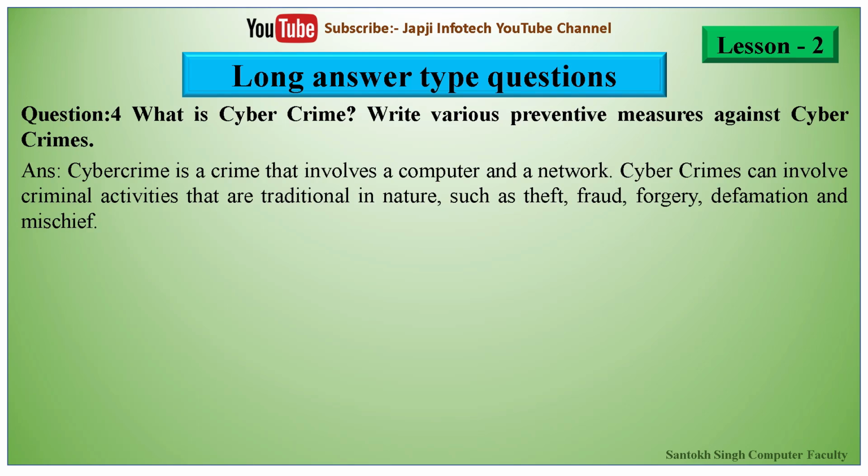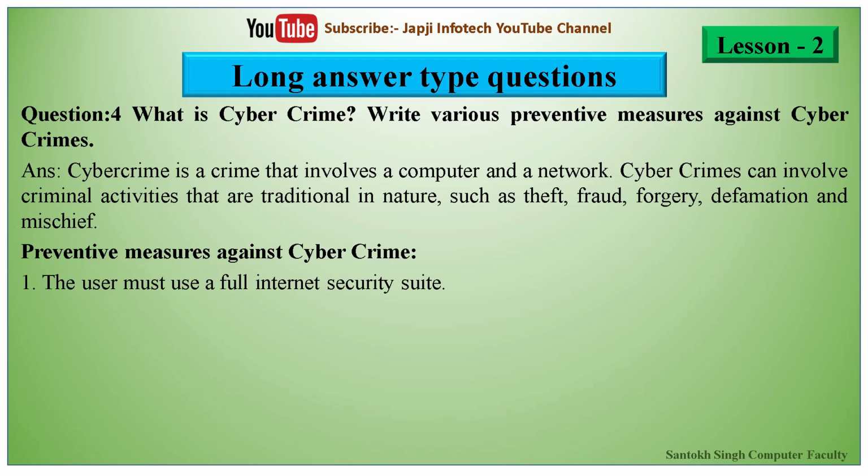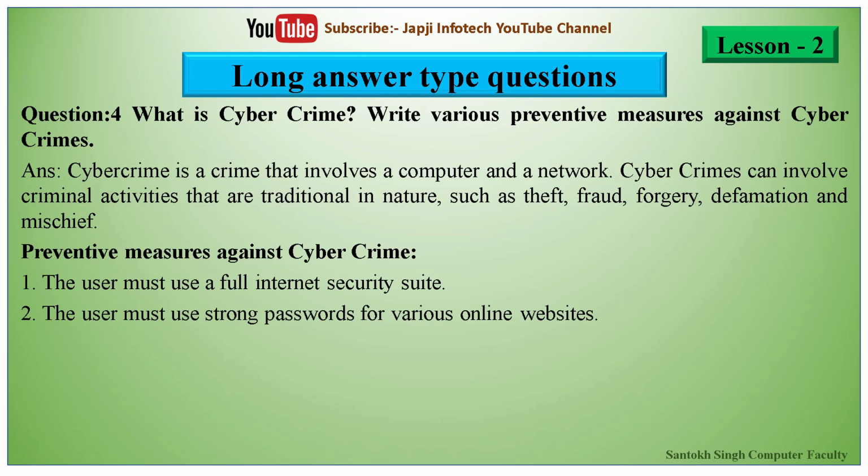So cybercrime is a crime that involves a computer and a network. Cybercrime can involve criminal activities that are traditional in nature, such as theft, fraud, forgery, defamation, and mischief. So preventive measures against cybercrime are, the first one is the user must use a full internet security suite. The second one is the user must use strong passwords for various online websites. Third one is keep your software updated.